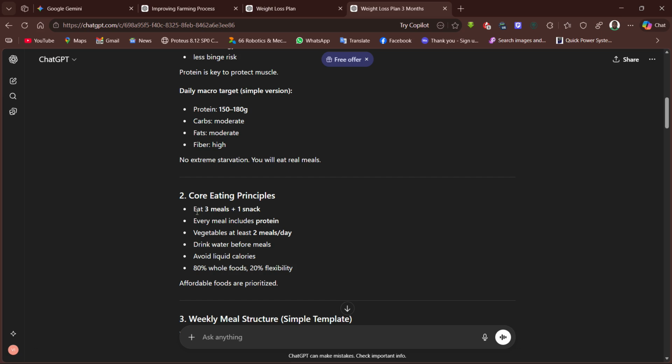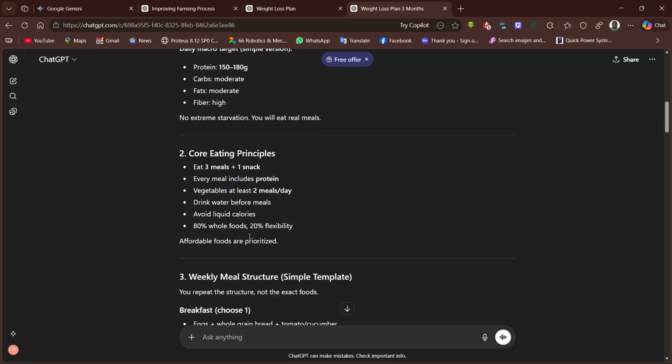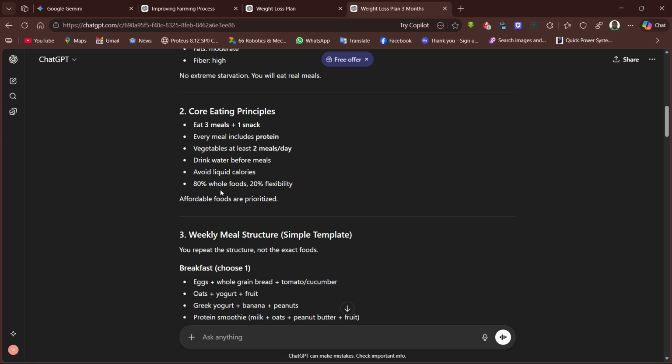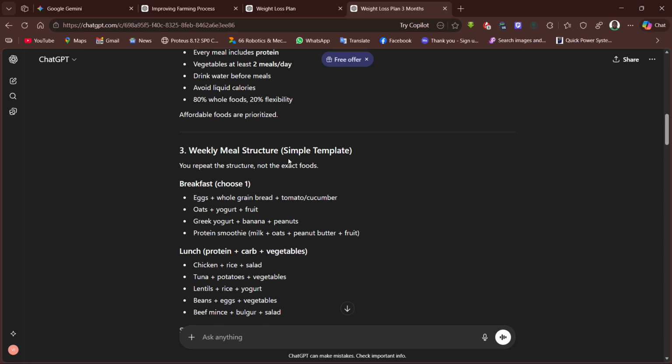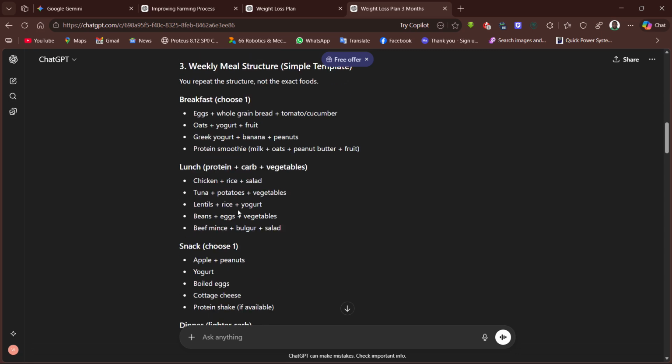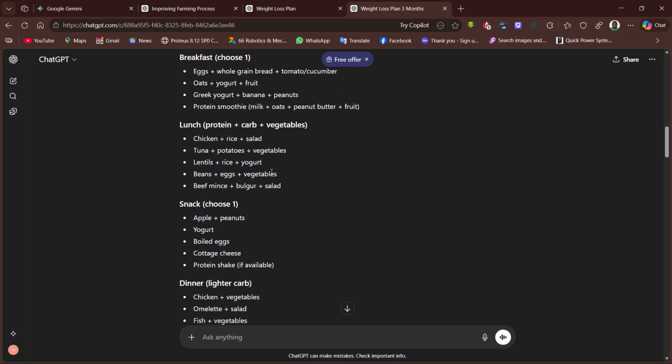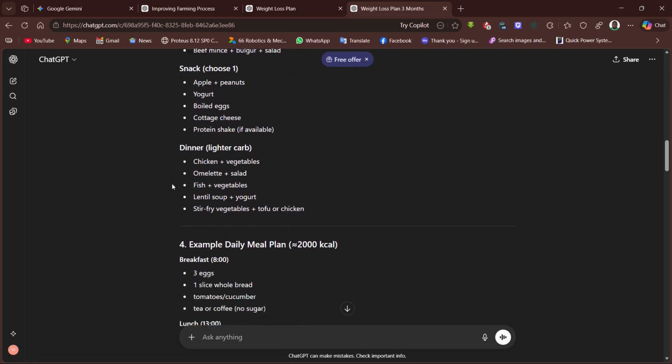Core eating principles: eat 3 meals plus one snack. Every meal includes protein, vegetables at least 2 meals. Drink water before meals. Avoid liquid calories. 80% whole foods and 20% flexible. Avoidable foods are prioritized, right? Weekly meal structure, then it breaks down and then it provides the meal and then it provides the snacks.